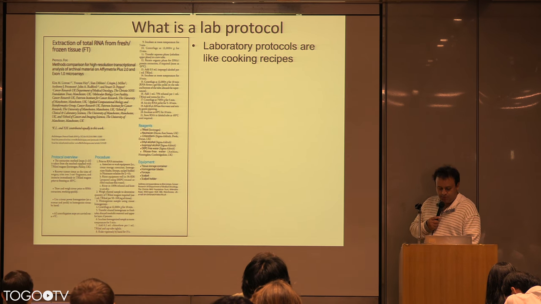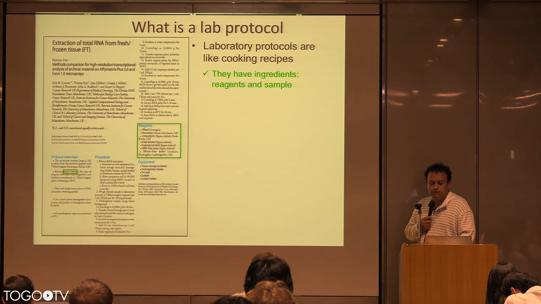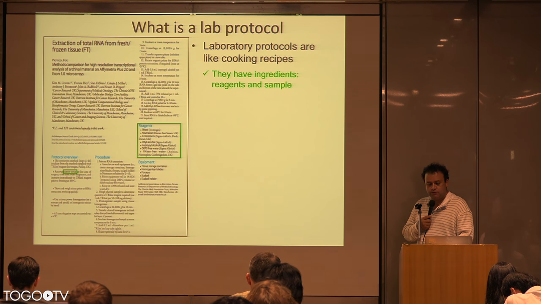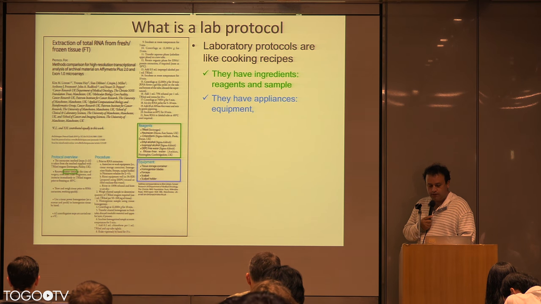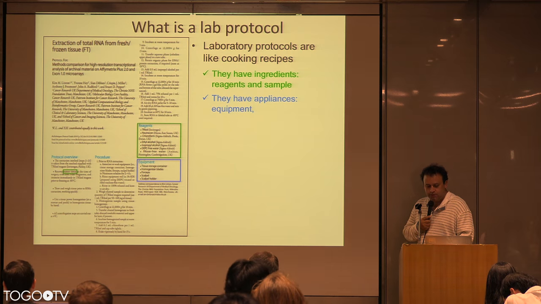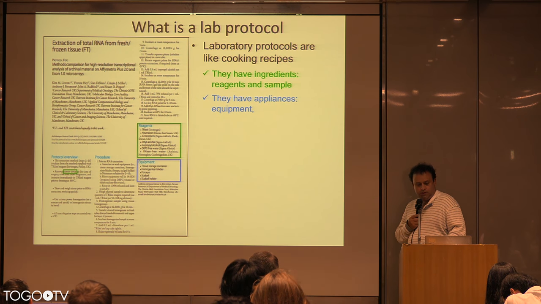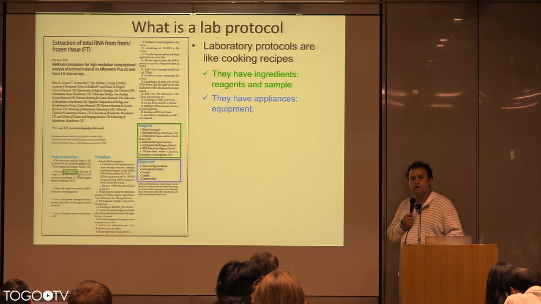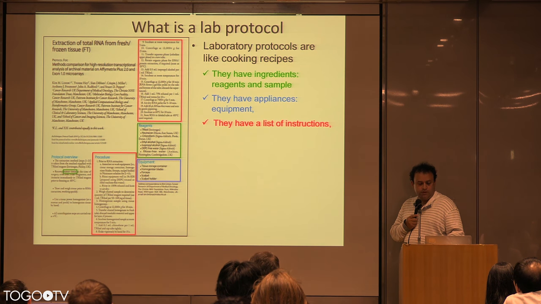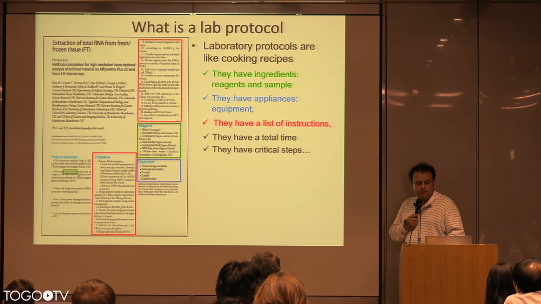So they have ingredients, like for instance reagents and samples. They also have appliances, which in the case of lab work means a very detailed list of equipment, including direct links to catalogs from manufacturers. They also have a list of instructions, which are the steps to be undertaken when executing any given experiment. And this list of instructions is usually very carefully described.